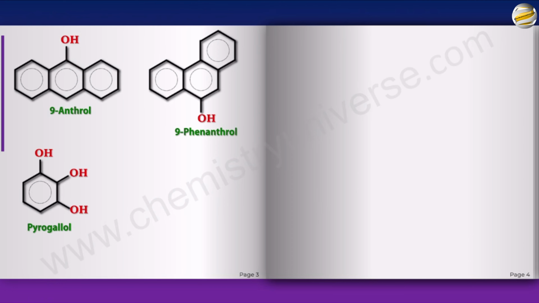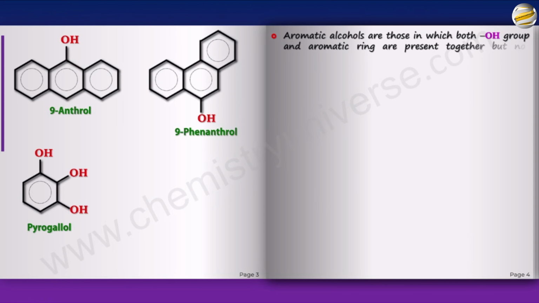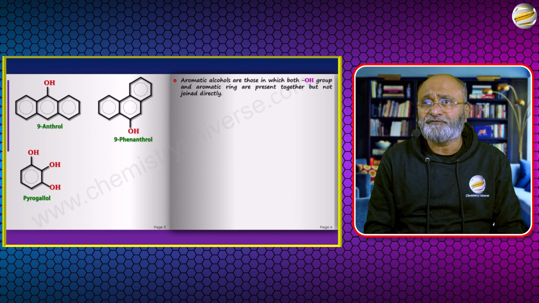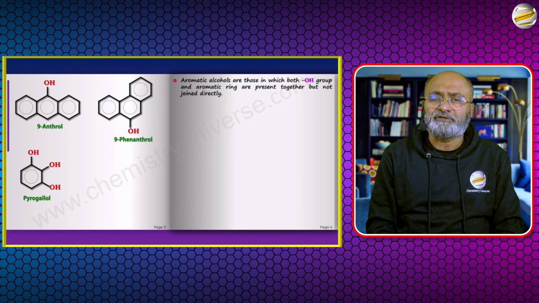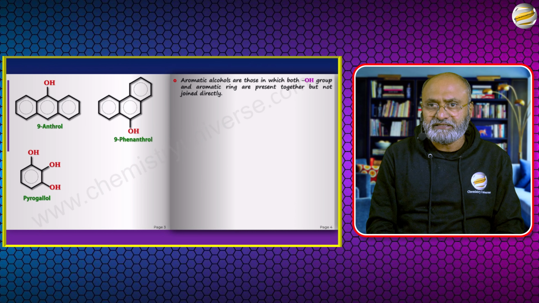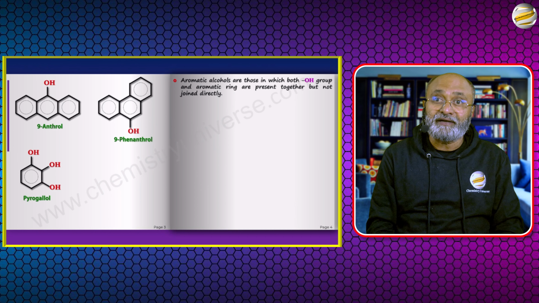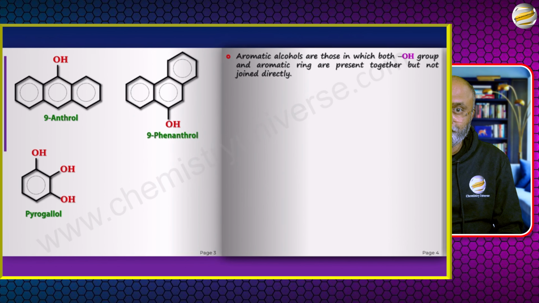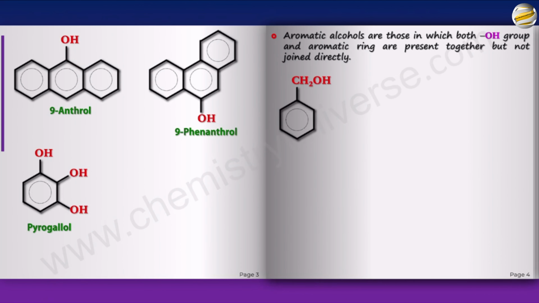All right. So aromatic alcohols are those in which the OH group and aromatic ring are present together but not joined directly. What this basically means is, if you are asked what is an aromatic alcohol, phenol is not an aromatic alcohol. Phenol is a separate functional group. So an aromatic alcohol is something in which there is an aromatic ring and there is an OH, but they're not directly attached. They are attached through, let's say, an aliphatic type carbon. This is benzyl alcohol, and this is 2-phenyl ethanol or 2-phenyl ethane-1-ol.